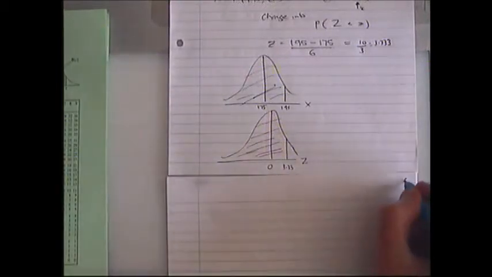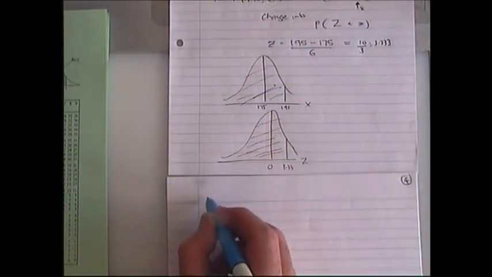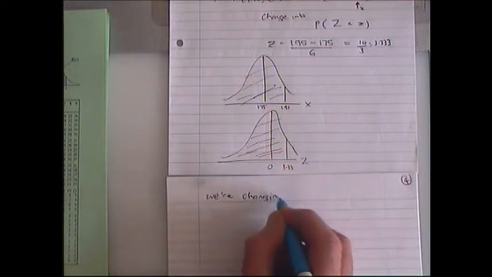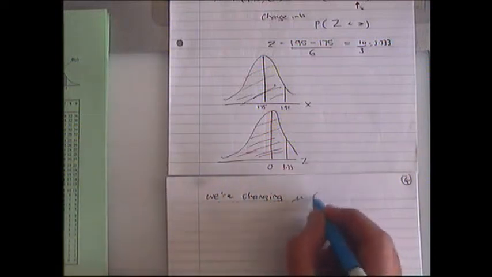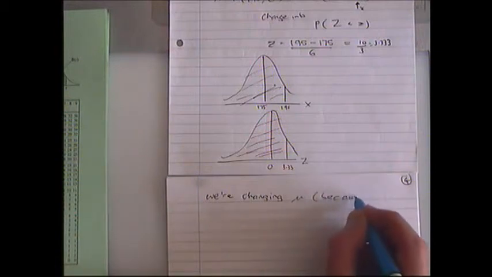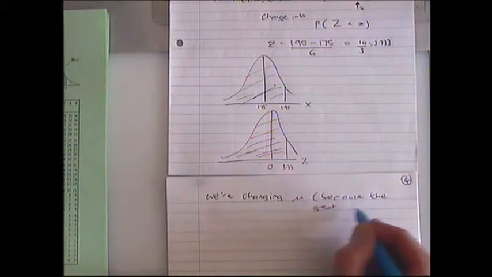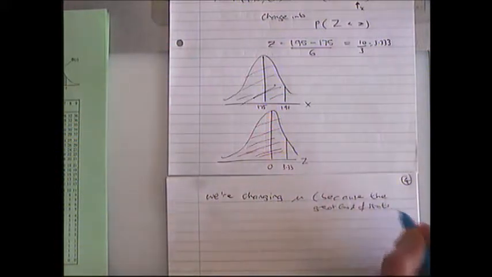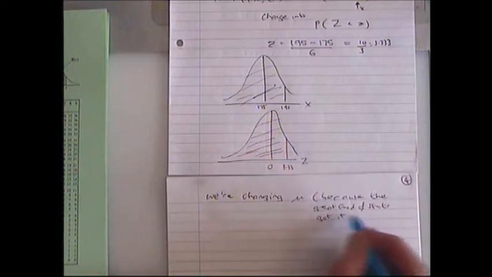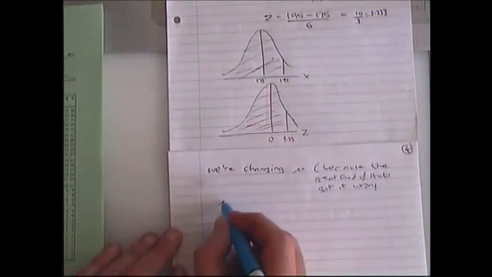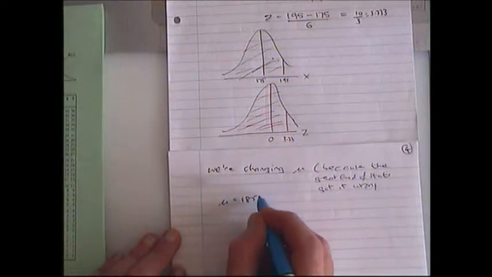I ought to have made a note of this, so this didn't work last year. So what we're doing now is we're changing mu. You can't really do this normally, because the great god of statistics got it wrong. And we will say actually that mu was 185.